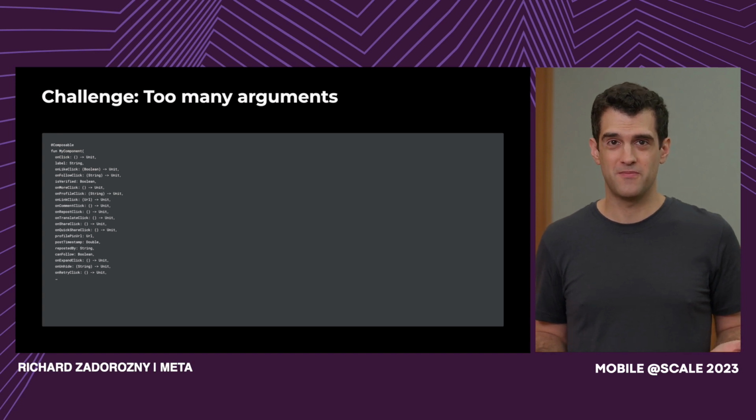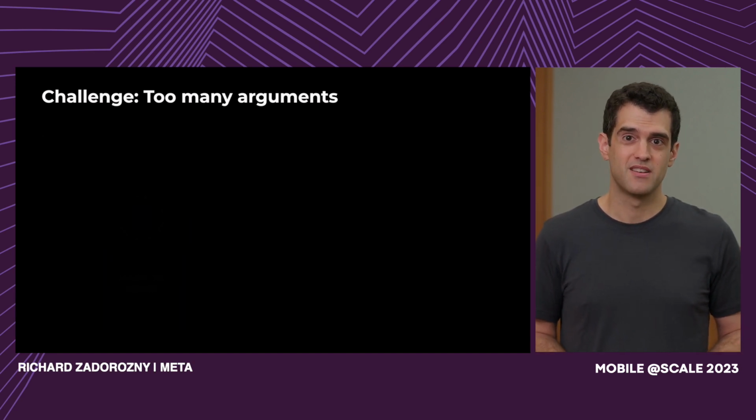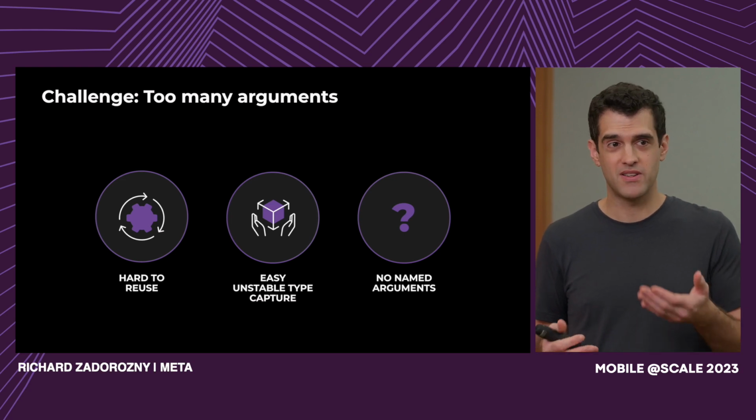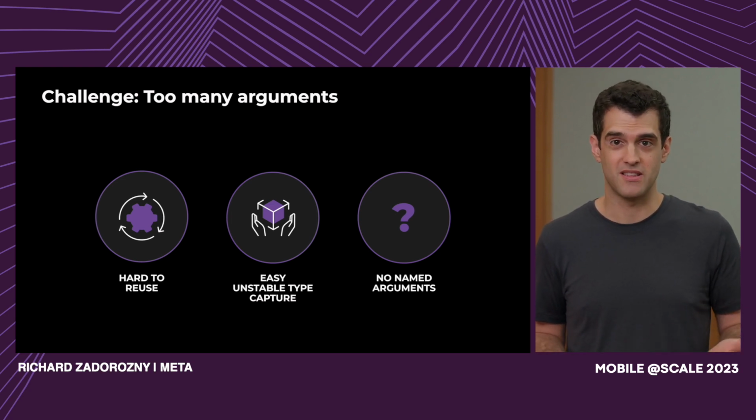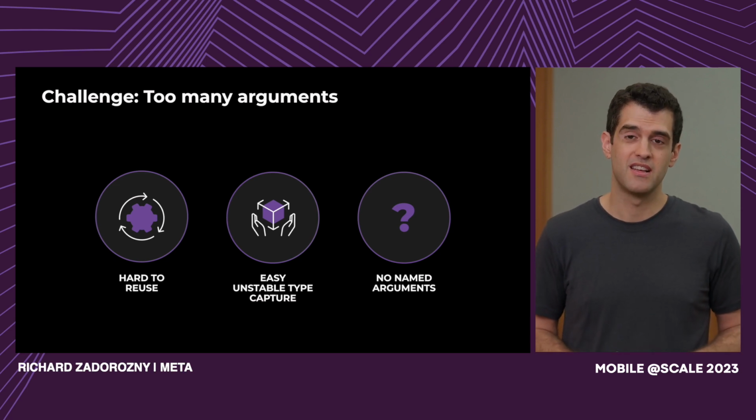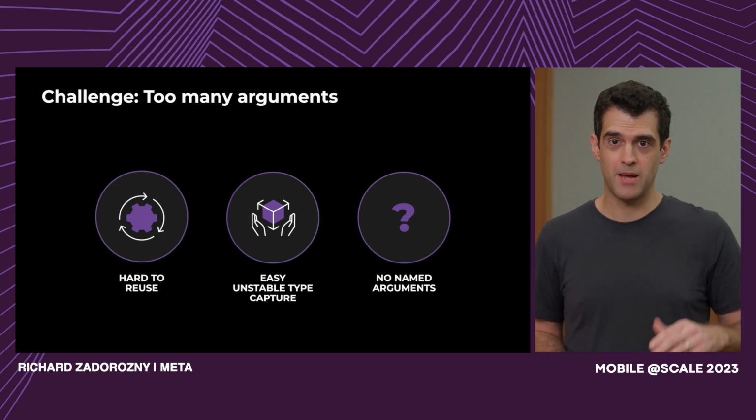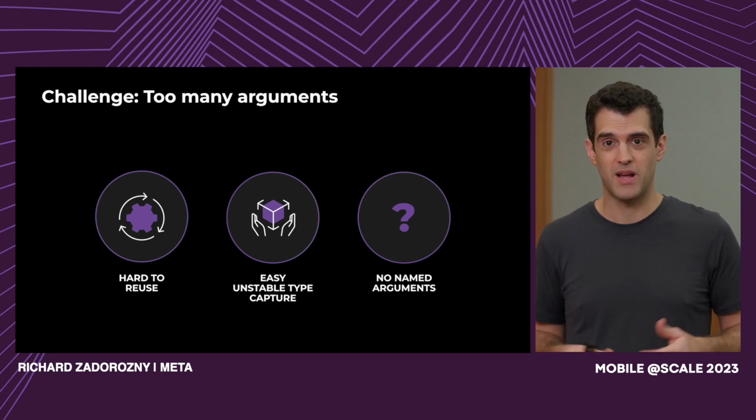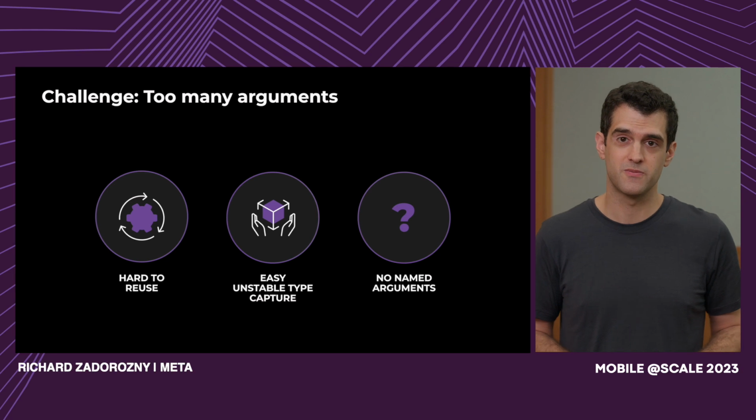And there are several problems with this. One, it becomes really hard to reuse this function. Imagine having to call this function with 50 arguments in like 5, 10 other places. That's really hard to manage. And then with all those individual lambdas, it becomes really easy to capture those unstable values or have those other recomposition issues.